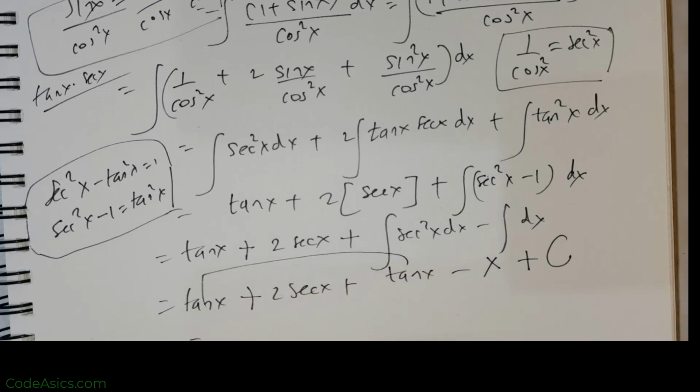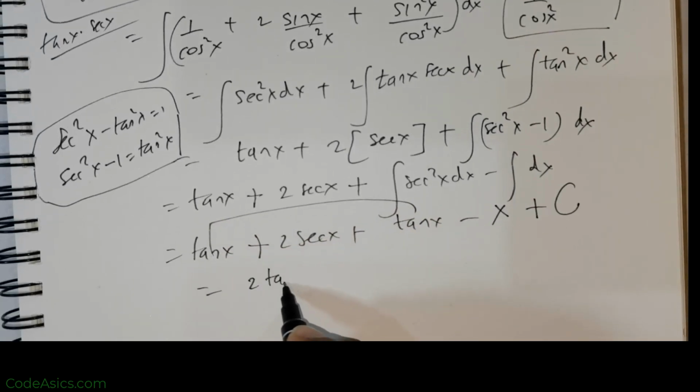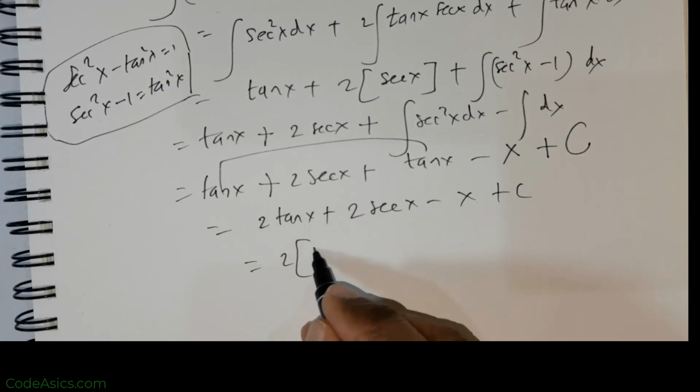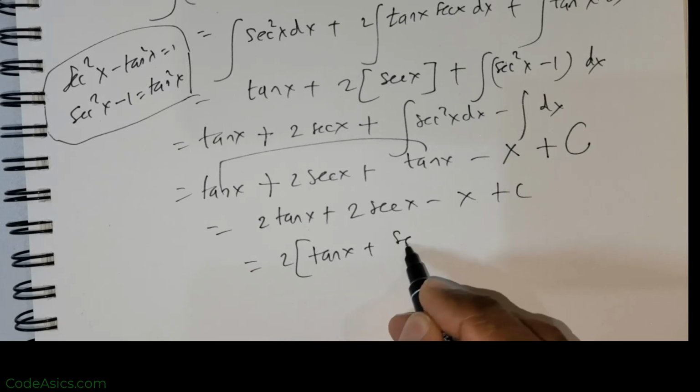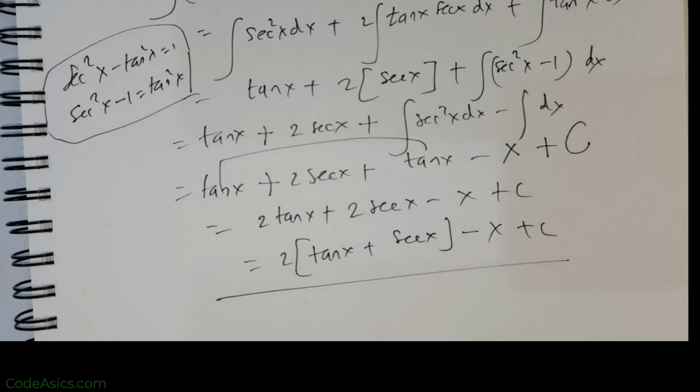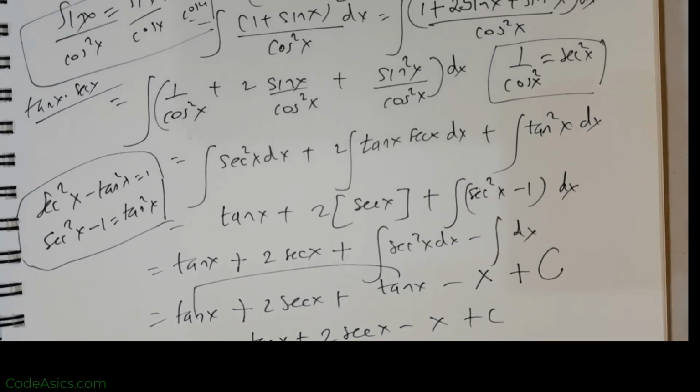However, you can add these two. This is going to give me 2 times tan x plus secant x minus x plus c. You can take 2 out and you can write this as 2 times tan x plus secant x minus x plus c. So this is the final answer for this question.